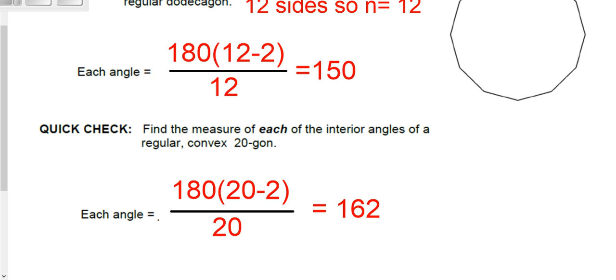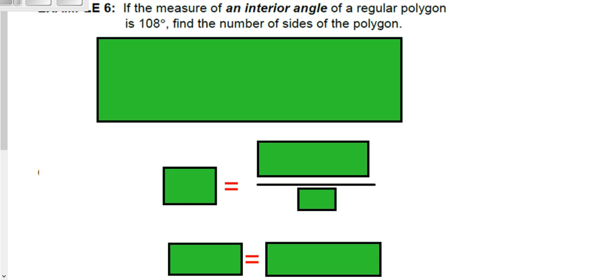Alrighty, example 6. Again, you can pause if I go too fast. Example 6 here, we've got: if the measure of an interior angle of a regular polygon is 108 degrees. Now here they're giving us the measure of one of those angles. Find the number of sides in the polygon.